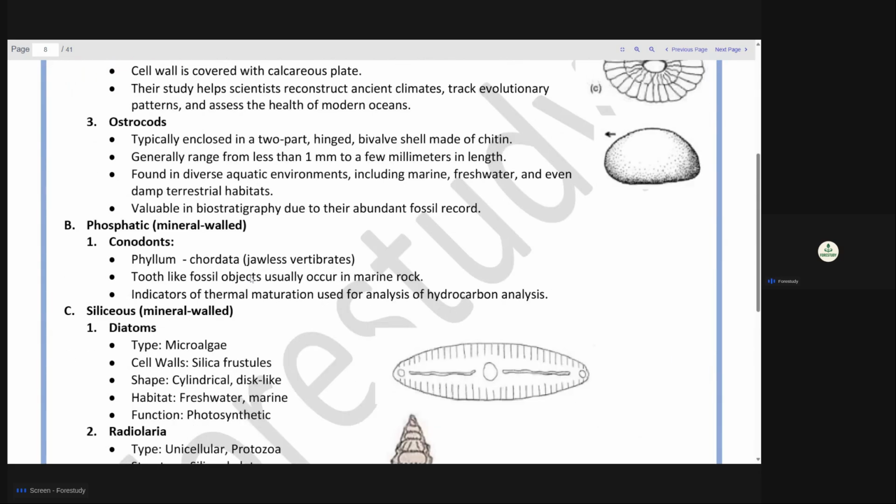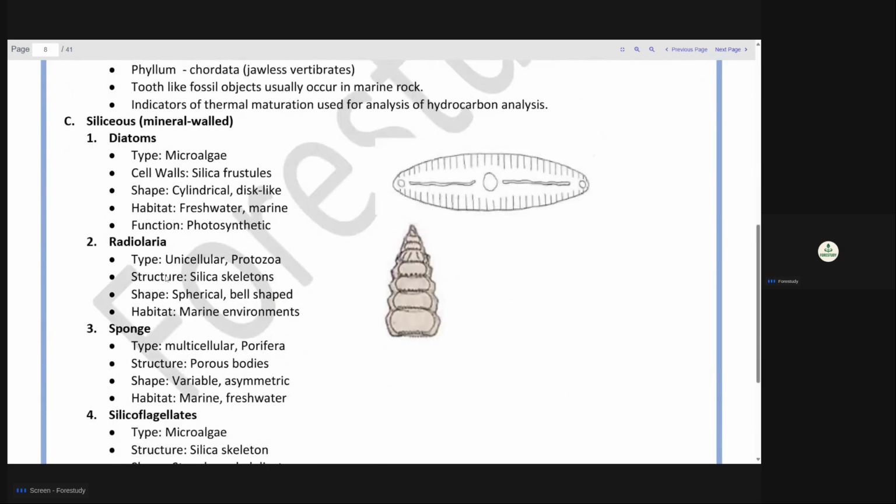Algae are what? The green colored organisms that you may have seen on your house walls. In Bengali we call it shawla. But you know what algae are, right? So these are actually algae, or fossilized algae.